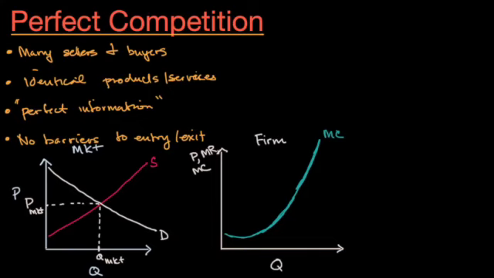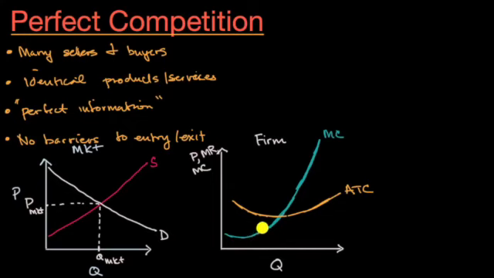And then we could think about their average total cost. And so the average total cost curve might look something like this. Let's see, draw it something like this. So our average total cost, we've seen this multiple times.